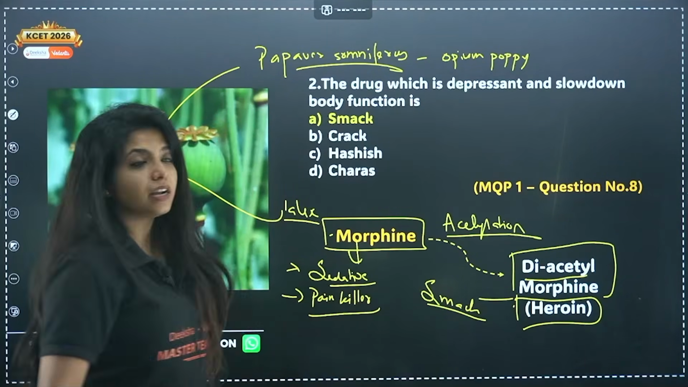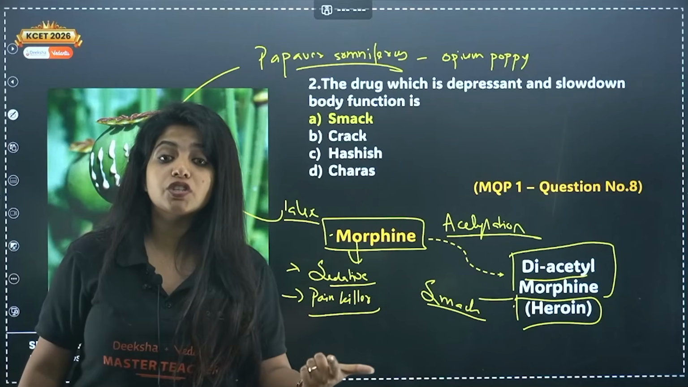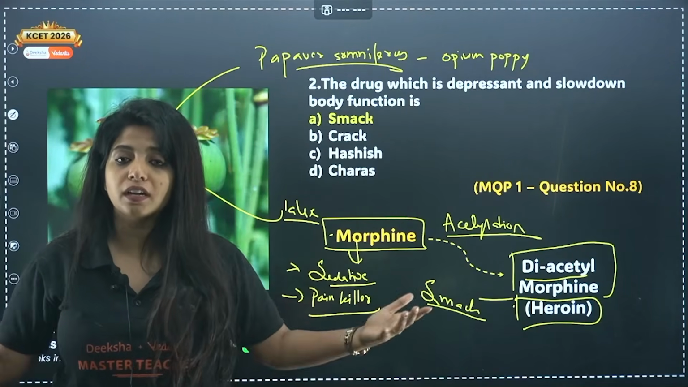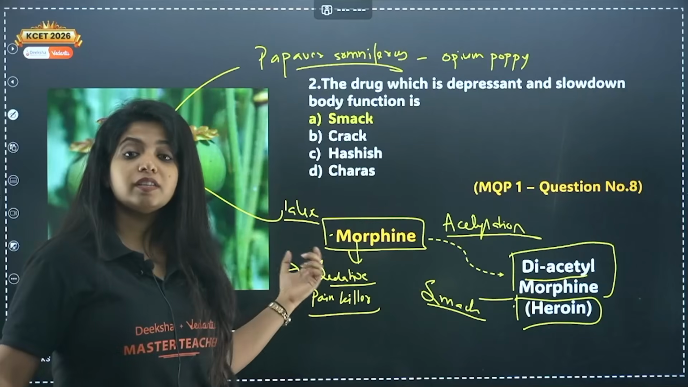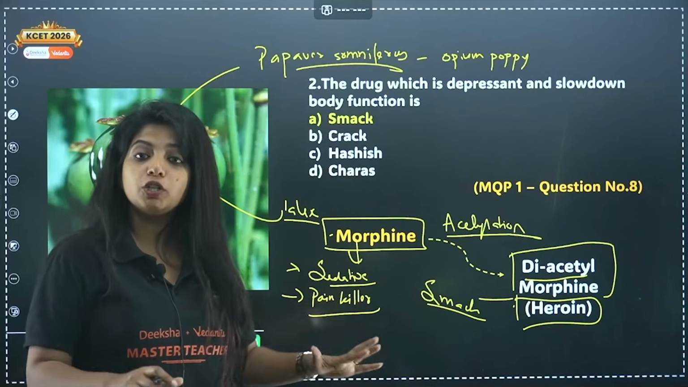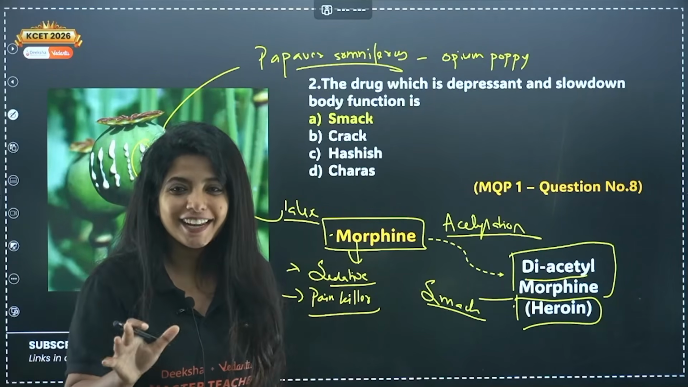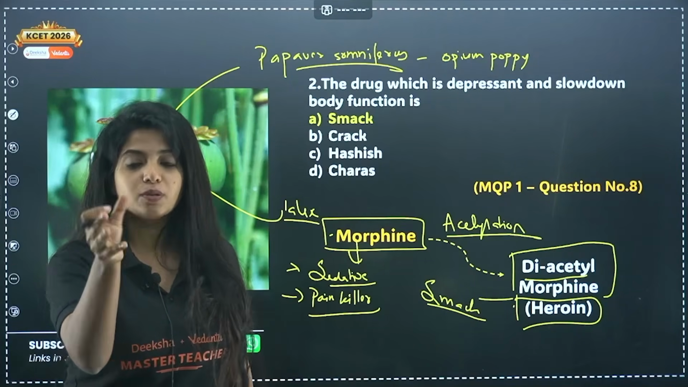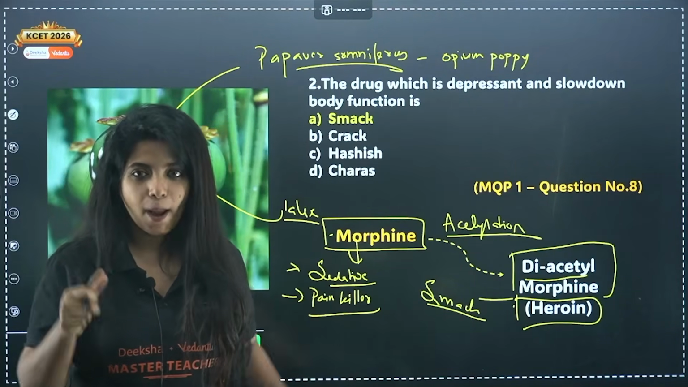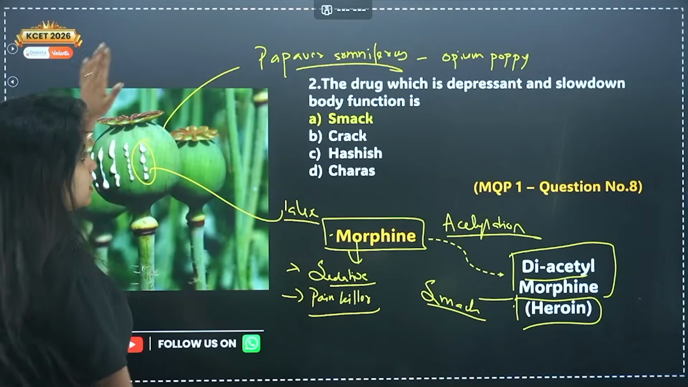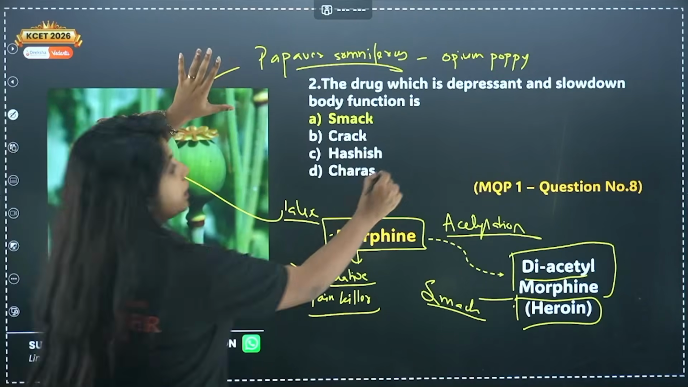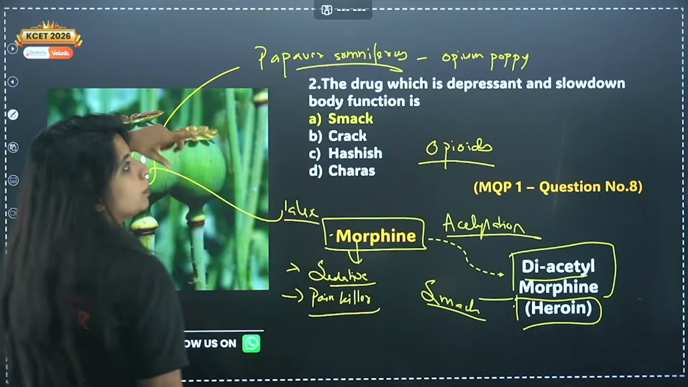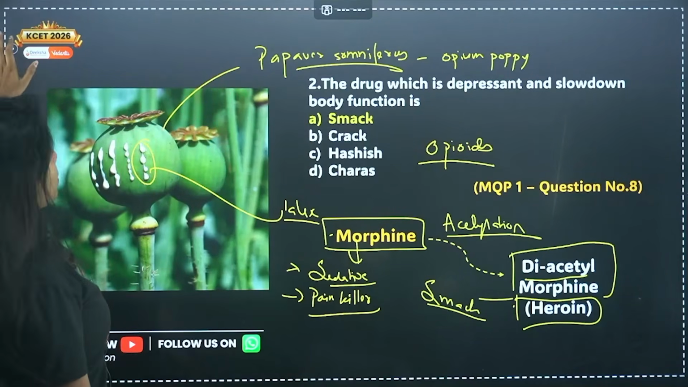Now, if they ask you which drug doctors give to patients after surgery who have immense pain, it is morphine, because morphine is a painkiller and also a sedative, so that the patients can sleep peacefully. But we cannot take it. It has to be a doctor who tells that this particular person has to be given this particular drug. So this comes under a category of drugs known as opioids, because you get it from opium poppy, or Papaver somniferum.